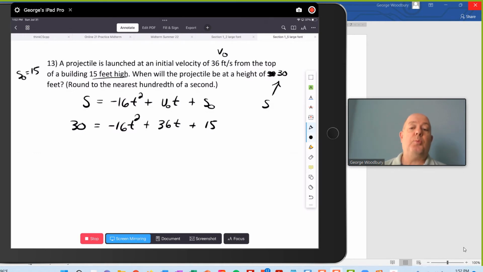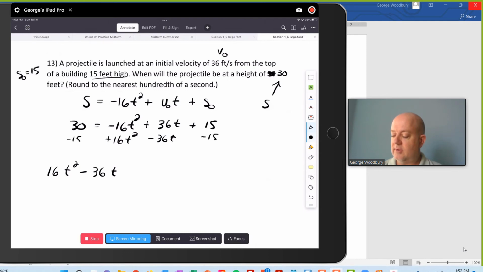So we need to get everything together on one side, and I think it's going to be easier to move everything to the left-hand side so that the coefficient of the squared term is positive. So I'm going to add 16t squared to both sides. That's going to give me 16t squared on the left. I'm going to subtract 36t from both sides. That's going to give me minus 36t on the left. And then I'm going to subtract 15 from both sides. 30 minus 15 is 15. So this is the equation that I need to solve.